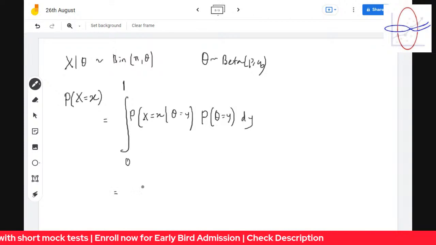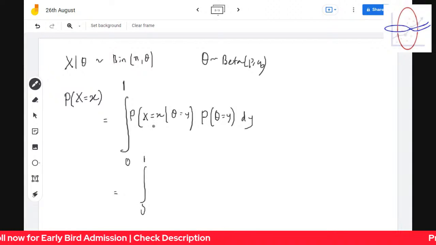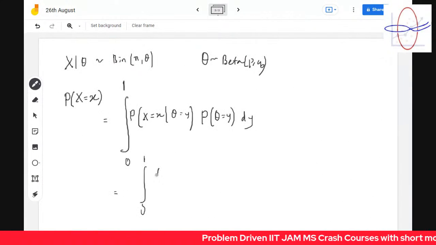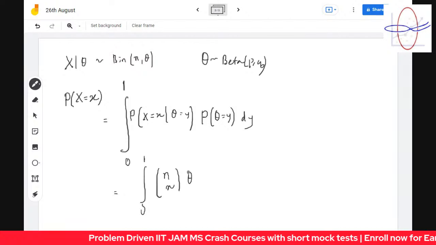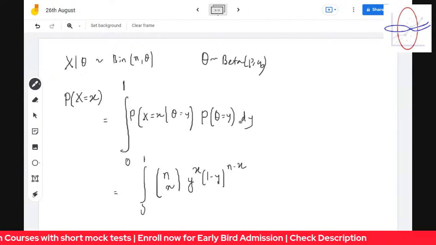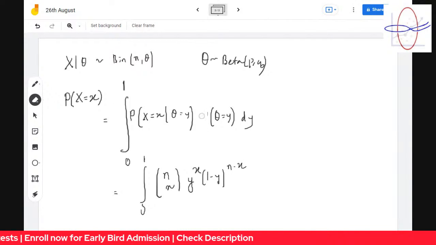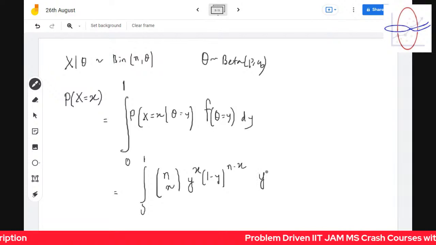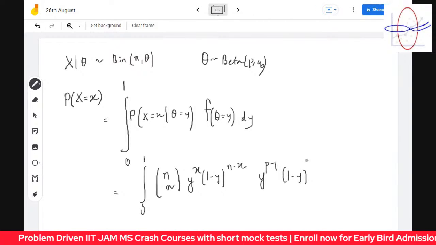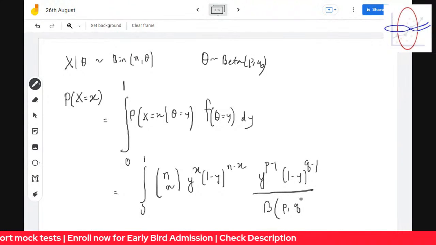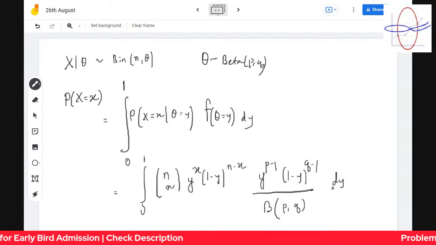And we put the values over here. So it's integration 0 to 1. Probability x is, this is binomial n comma theta. I hope it's n given over here. Yeah, it's n comma theta. So it's n choose x into theta to the power x, theta is y. So it's y to the power x into (1 minus y) whole to the power n minus x. Now this probability of theta will not be probability, it will be f, the density, since it's a continuous distribution. So it's f theta. So it's again y to the power p minus 1. Theta follows beta p comma q. So it's y to the power p minus 1 and (1 minus y) to the power q minus 1, by beta p comma q, dy. So we got this, right?